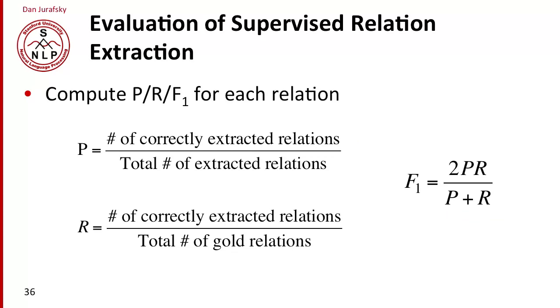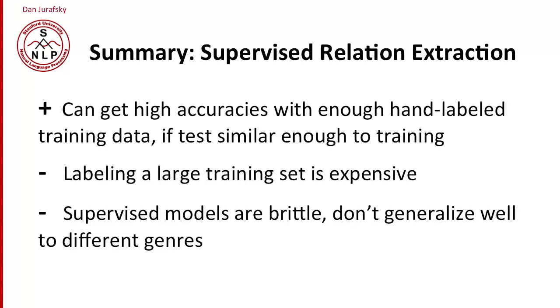So in summary, supervised relation extraction lets us get high accuracies if we have enough hand labeled data and if the test set is in the same domain as the training set. The minuses of supervised relation extraction are the expense of labeling a large training set and the general problem with supervised models, which is that they don't generalize well to different genres. So if we know that we're going to run our system on a similar genre to what we have in training, then supervised is a good approach.